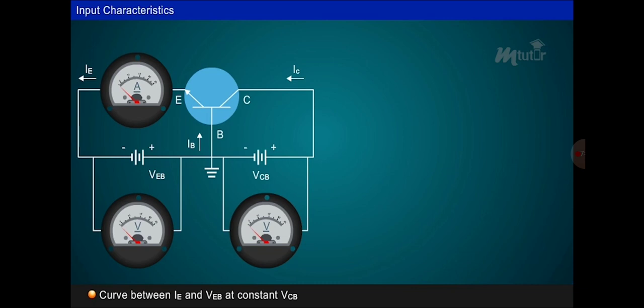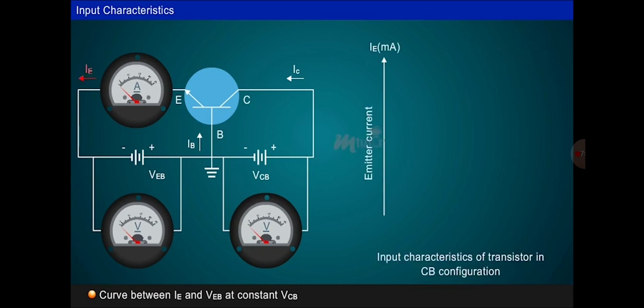Input characteristics is the curve between input current IE, the emitter current, and input voltage VEB, the emitter base voltage, at constant collector base voltage VCB.